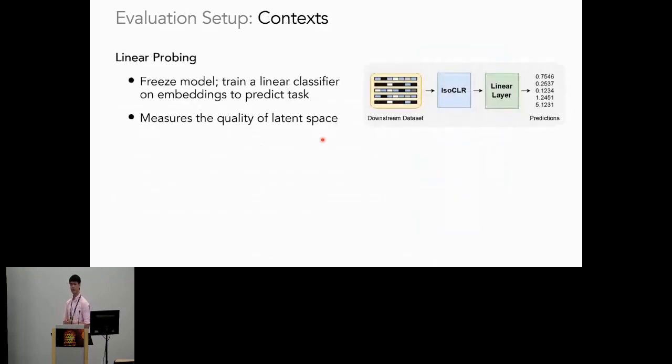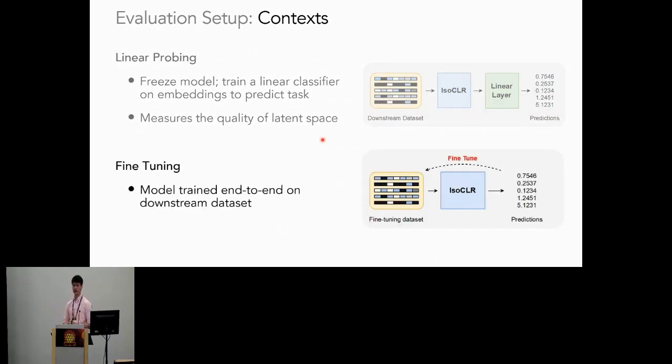We'll also consider them in 2 contexts, the first of which is linear probing. Here, we just take the model immediately after pre-training. We'll freeze the weights, and we'll just train a linear classifier on top of it. This basically just evaluates the quality of the latent space in terms of linear separability. We'll also perform full-on fine-tuning to basically see how useful this model is in the transfer learning context, to see how well we can do.